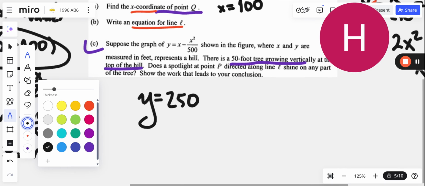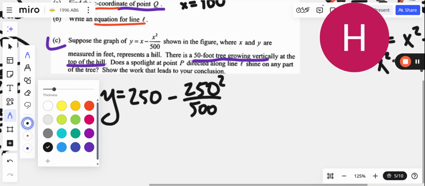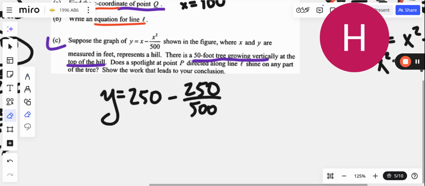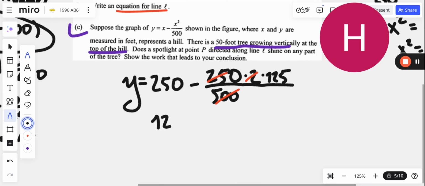It's going to be 250 minus 250 squared over 500. Look, don't make your life harder than it needs to be. If you don't know what 250 squared is, that's fine. Just think about 250 times 250. Can I not just multiply it by 2, take that away from the 250, and be left with 125? This cancels perfectly, so 250 minus 125 is 125. So, make life easier.